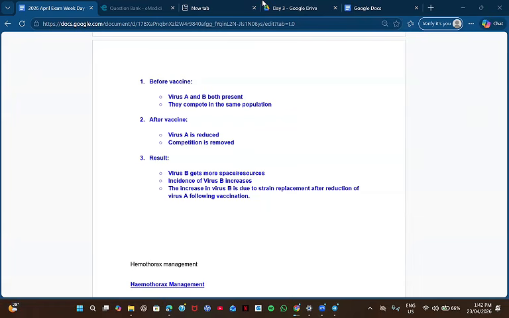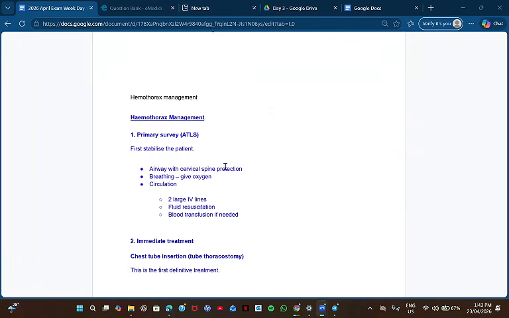Tell me, the other name of chest tube insertion. Yes, we call it tube thoracostomy. Thoracostomy, right? So don't confuse this thoracotomy with thoracostomy. Very important. I just want to make sure that you remember the points. That's all.